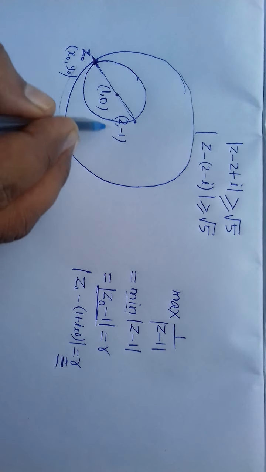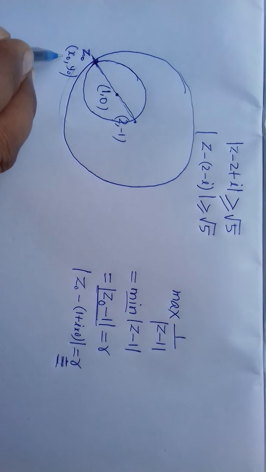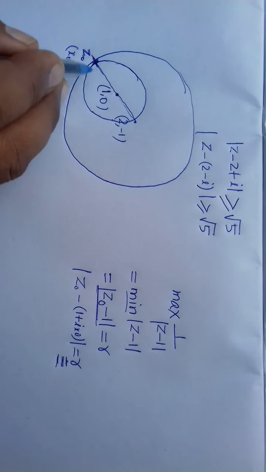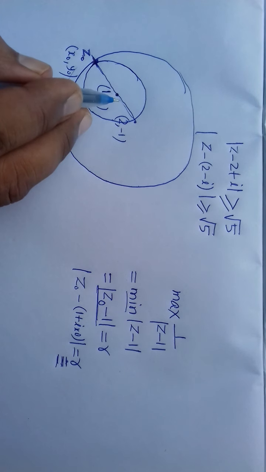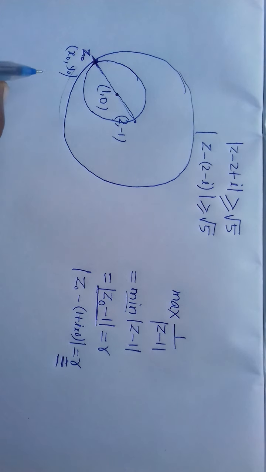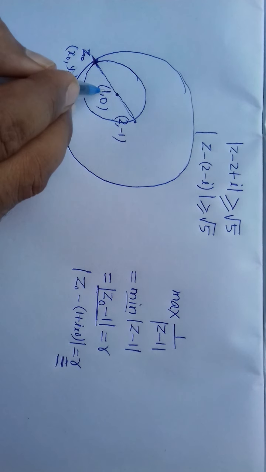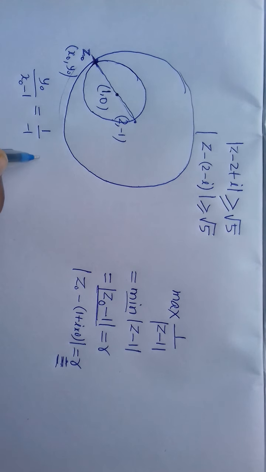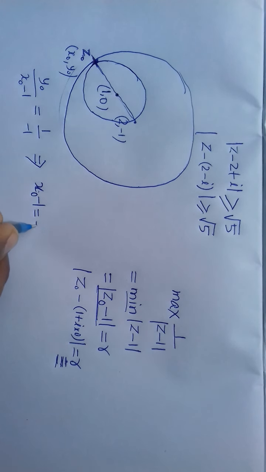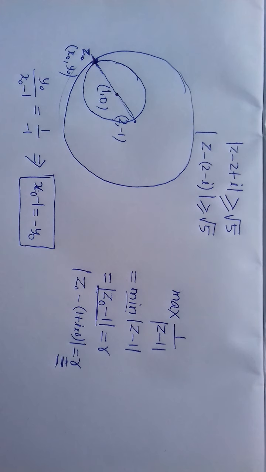So we can get a relation between x naught and y naught if we use the formula of slope. So this will be y naught over x naught minus 1, equal to (−1 − 0)/(2 − 1), that is, minus 1. This gives us x naught minus 1 equal to minus y naught. We will use this relation.